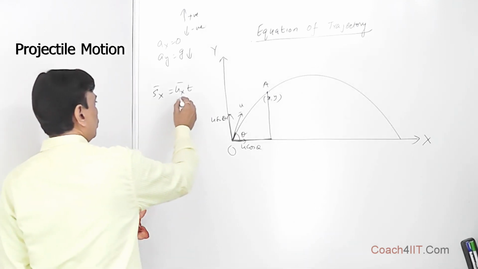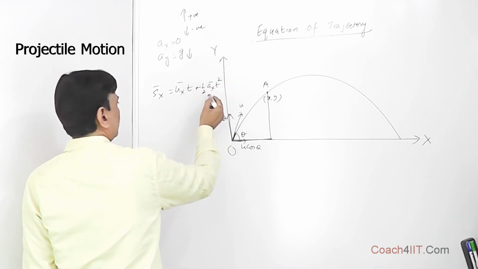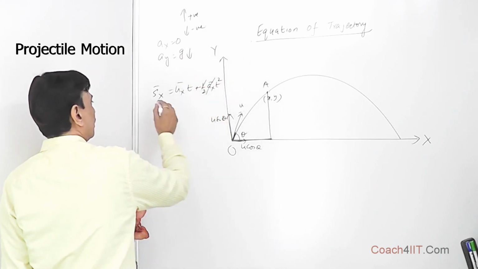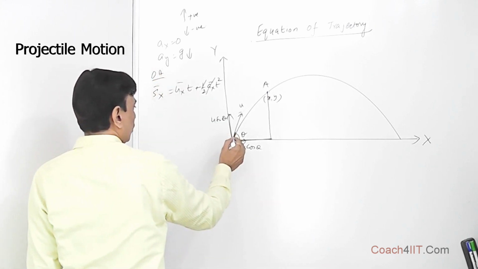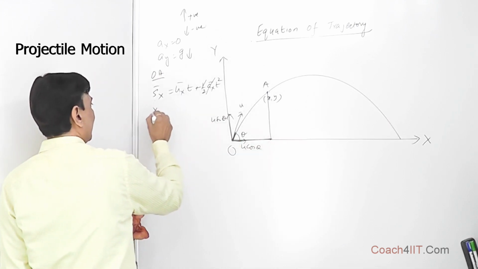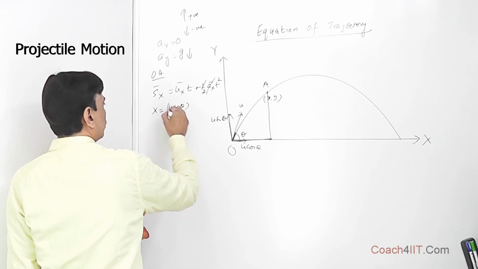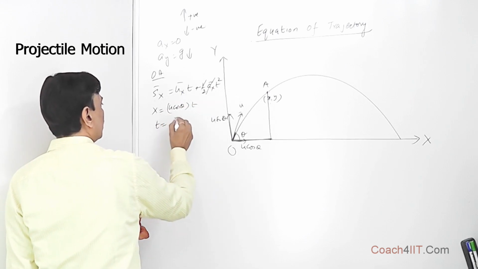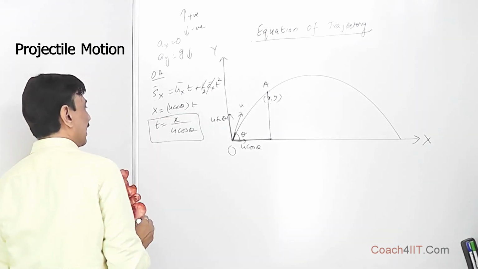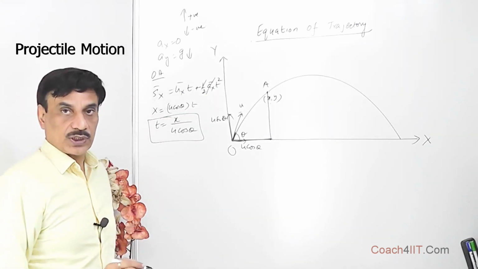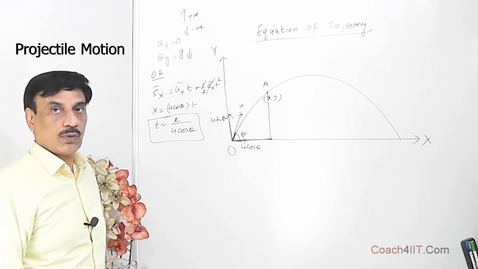So Sx is equal to uxt plus half axt square. We know that acceleration on the x-axis is equal to 0, so this goes off. Sx, what is Sx when we consider from O to A? The displacement along the x-axis is x only. So we say x. Ux is u cos theta into t. So this t comes out to be x upon u cos theta. We shall be making use of it and we shall be substituting in our equation along the y-axis.